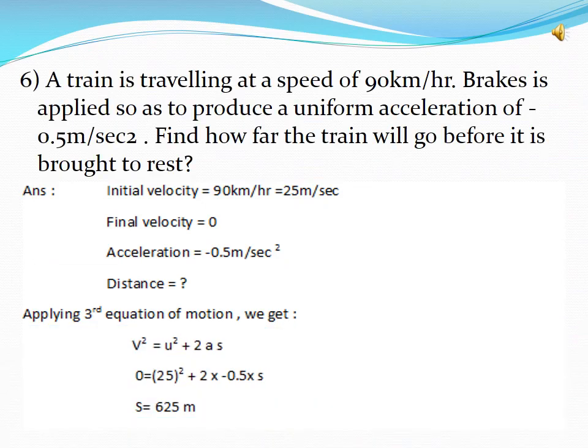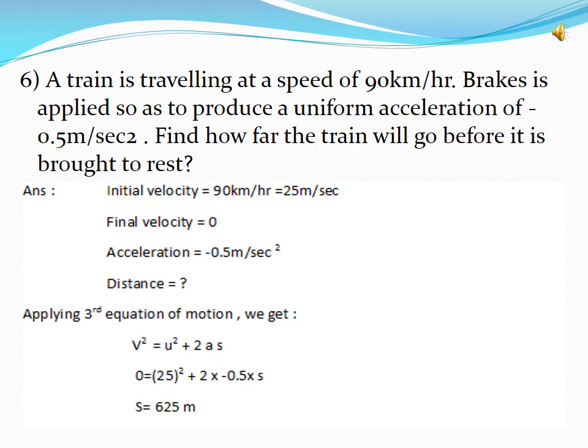The sixth question is, a train is traveling at a speed of 90 km per hour. Brakes are applied so as to produce a uniform acceleration of 0.5 meter per second square. Find how far the train will go before it is brought to rest.